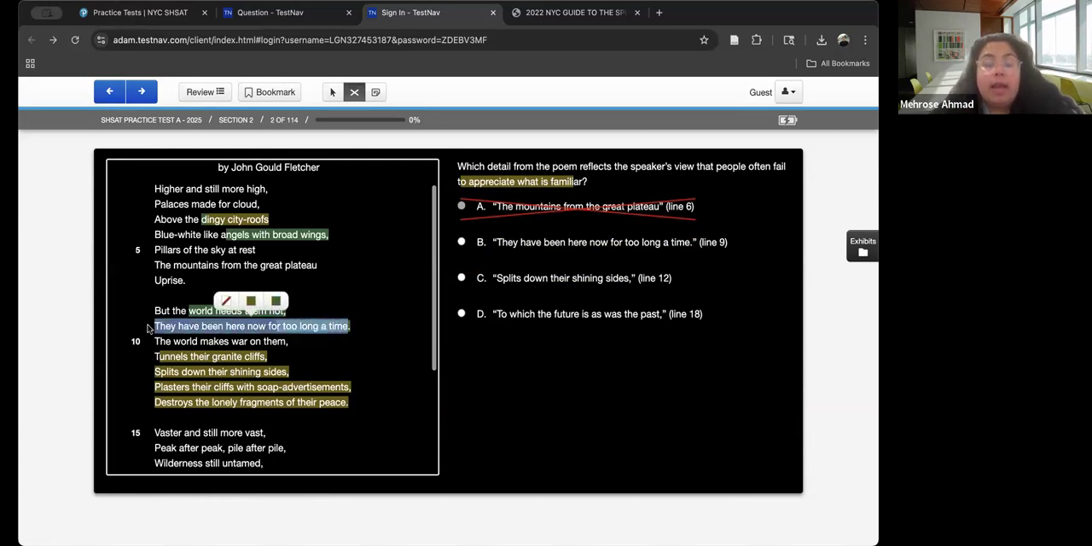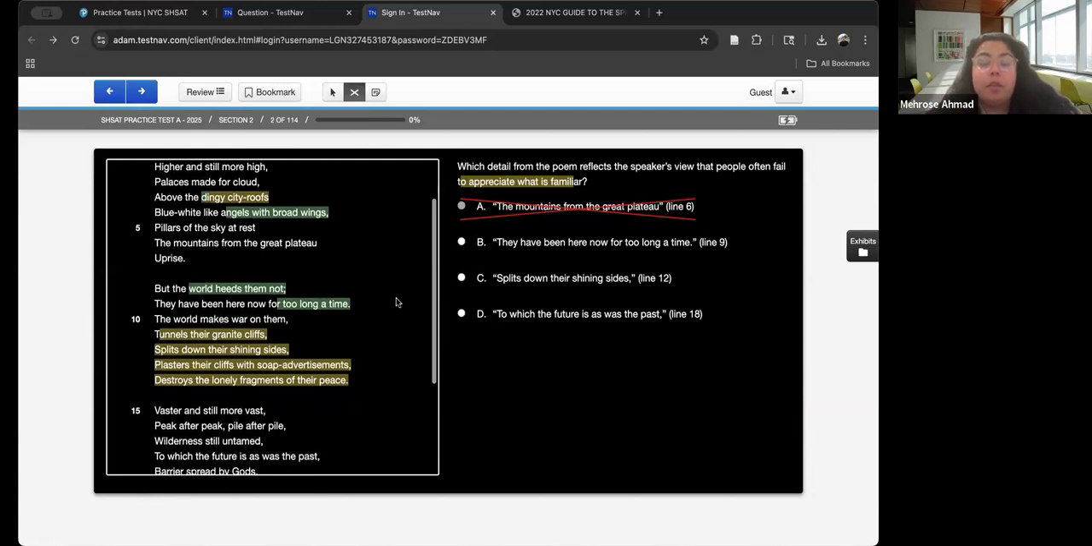Why? Right before line 9, what does it say? The world heeds them not. They have been here for too long. The world makes war on them. So, what is it saying? The world isn't paying attention to mountains. They've been here for too long. The world is actually making war on them. It's not appreciating them, it's actually destroying them. So, choice B once again aligns.